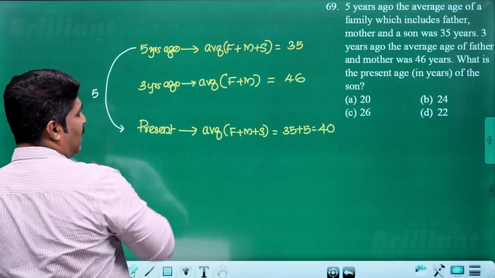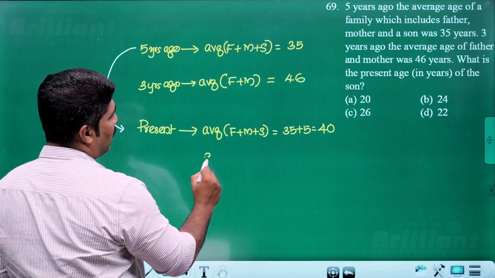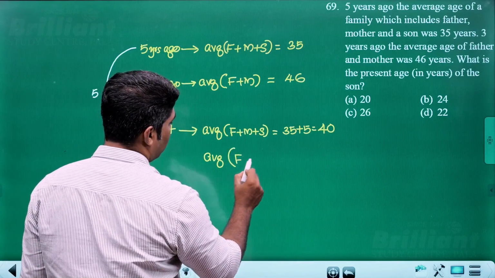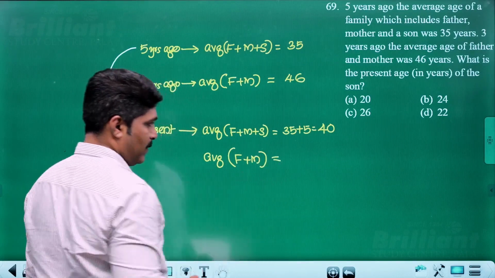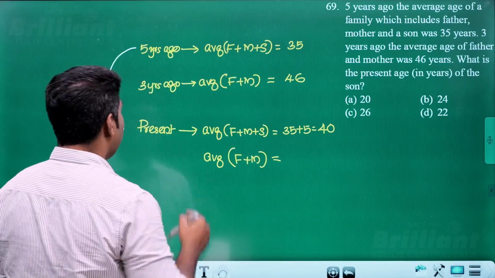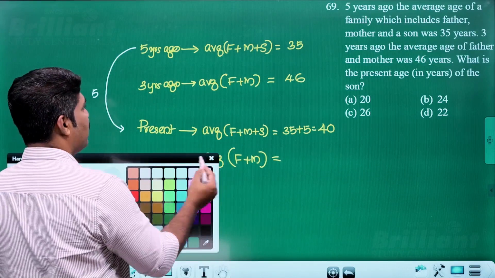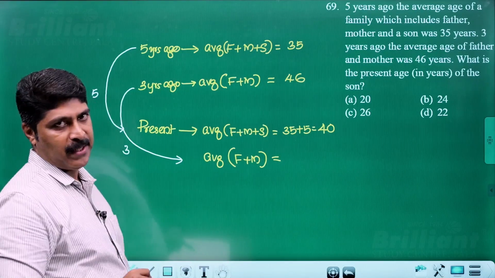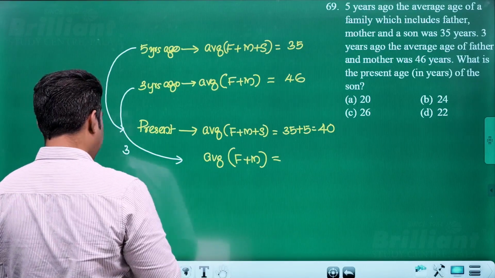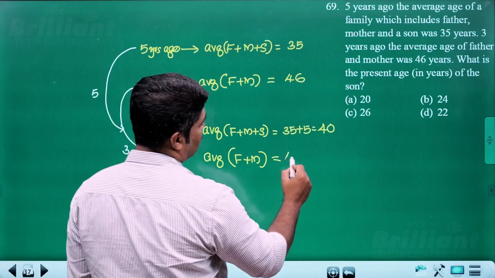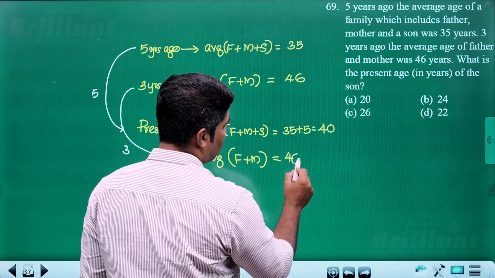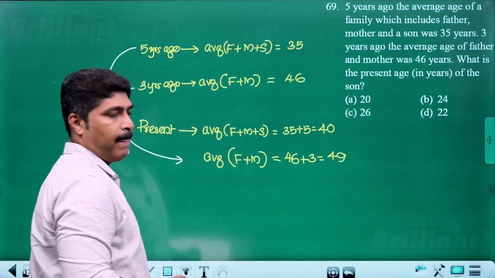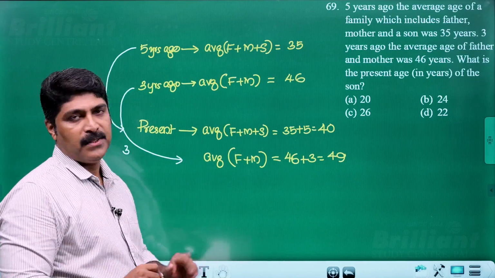But as per the second data, what is the average of father and mother at present? At that time, you have to consider the difference from 3 years ago to right now. So there is 3 we have to add. When we add 3 to their average, that is 46 plus 3, which is equal to 49. Got it? So this is the simple situation.